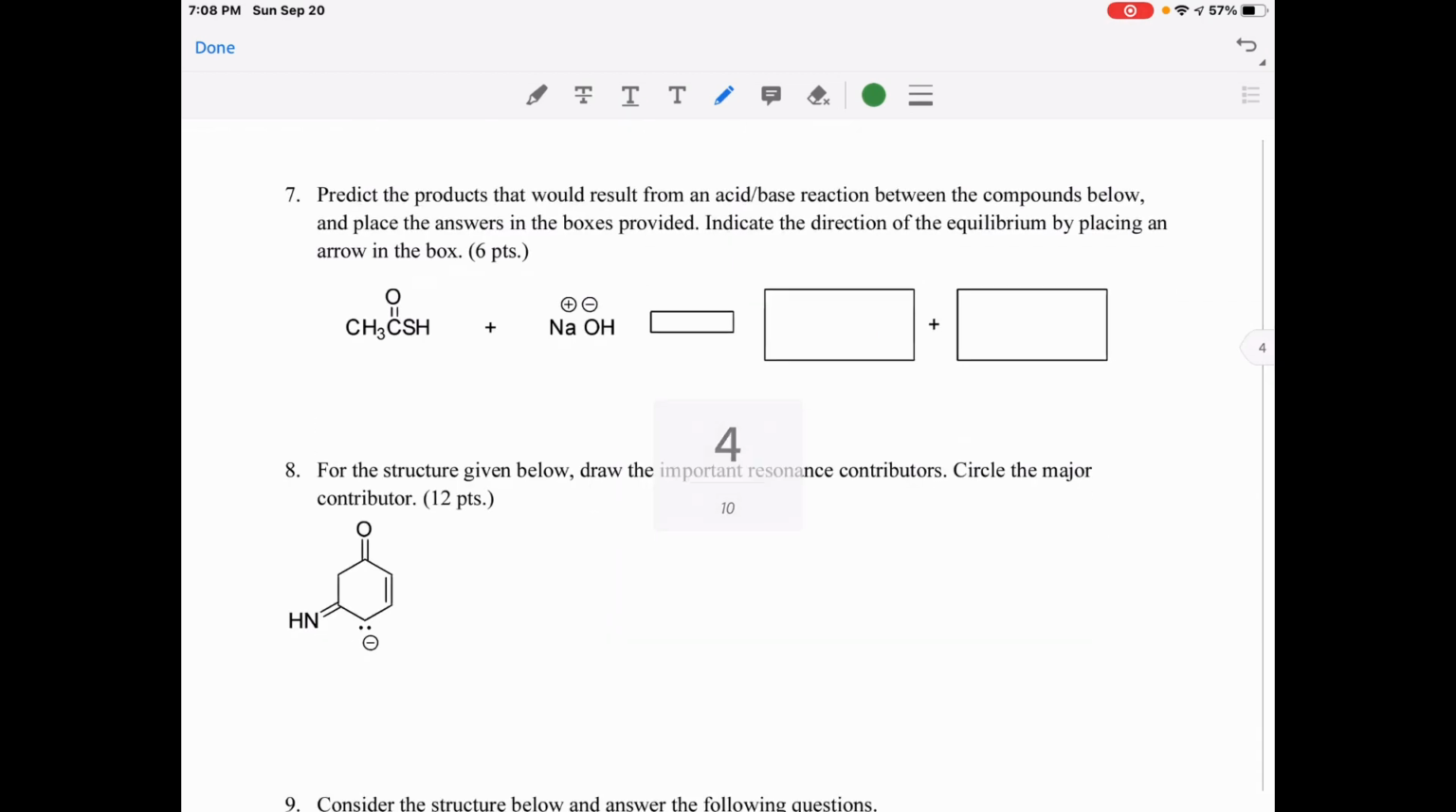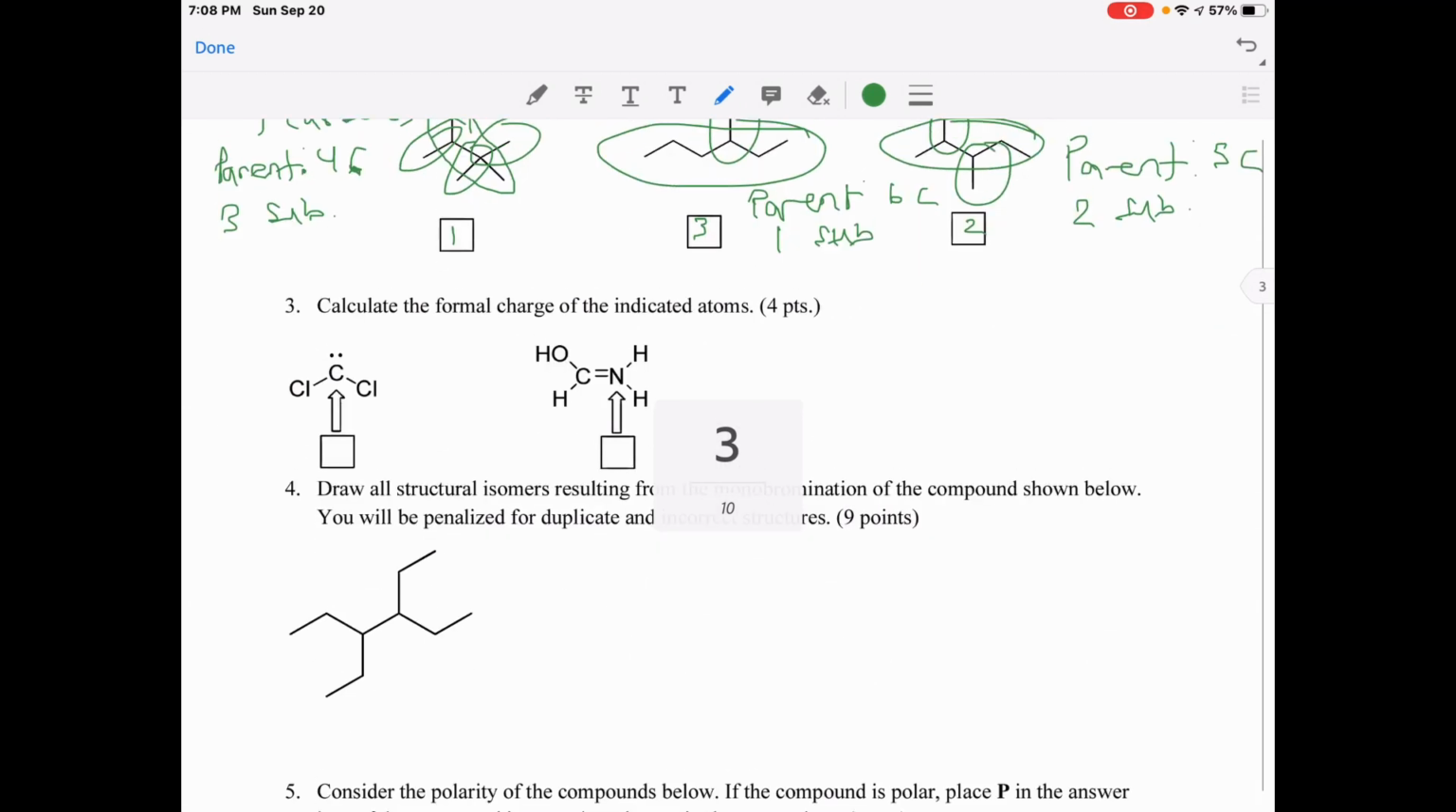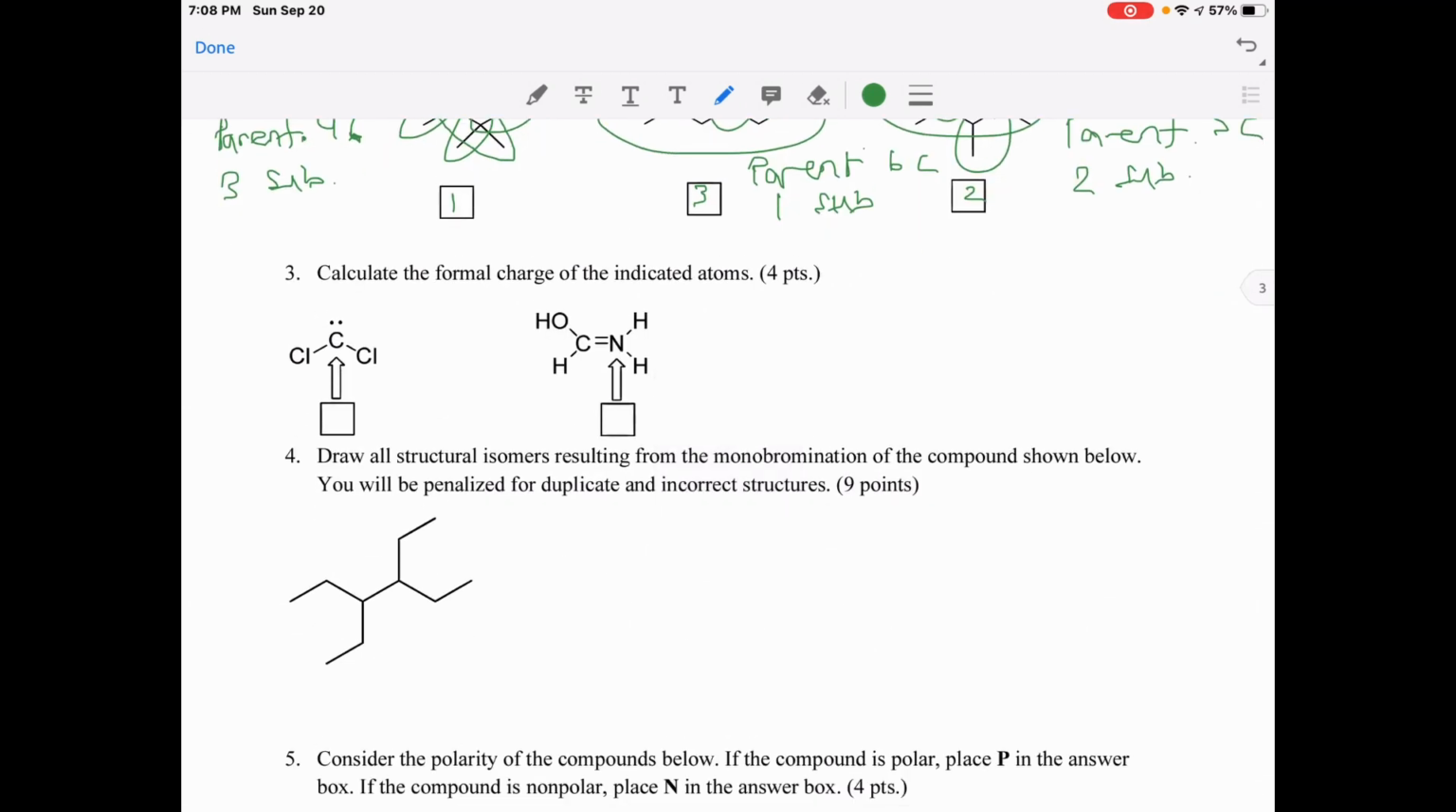For question 3, we are asked to determine the formal charge of these 2 compounds.